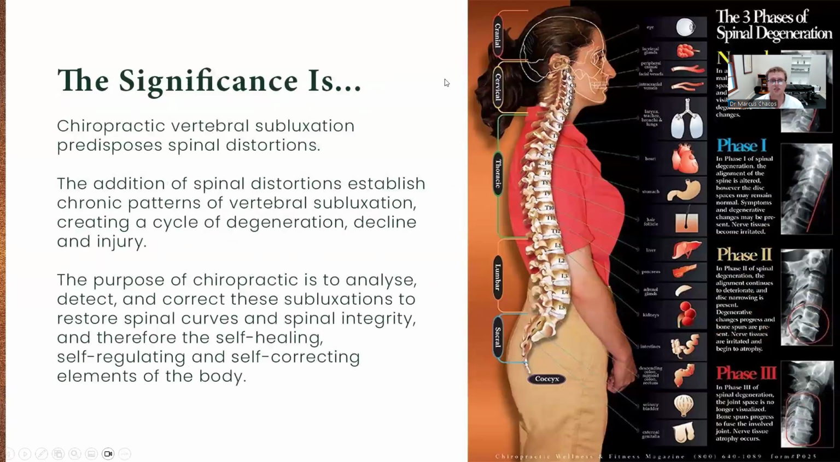So the significance is that chiropractic vertebral subluxations predispose spinal distortions. The addition of spinal distortions establishes chronic patterns of vertebral subluxations, creating a cycle of degeneration, decline, and injury. So the purpose of chiropractic is to analyze, detect, and correct these subluxations to restore spinal curves and spinal integrity, and therefore the self-healing, self-regulating, and self-correcting elements in the body.